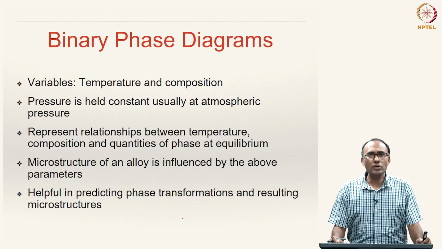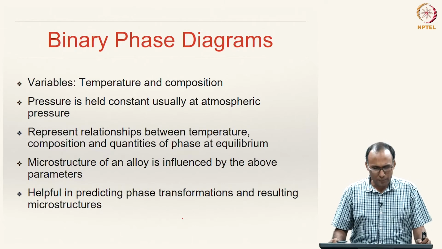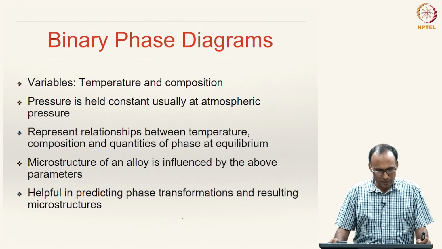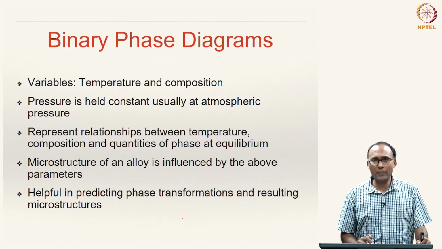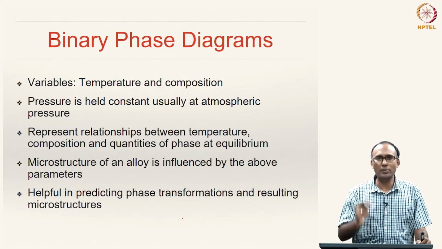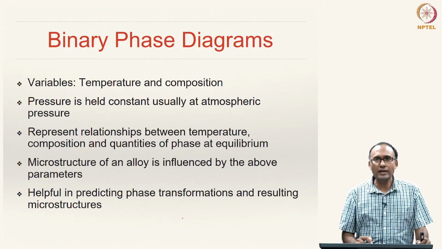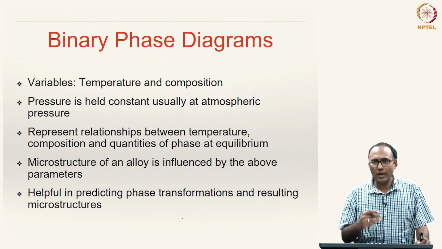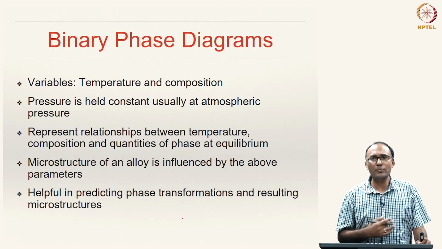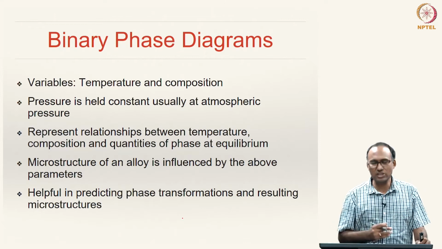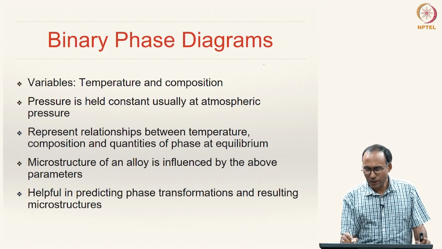Alright. So, now let us look at the binary phase diagrams. As we have discussed, when we say binary phase diagrams, you have 2 components A and B, and for describing a phase diagram, you will have 3 independent variables. What are they? Pressure, temperature and composition.